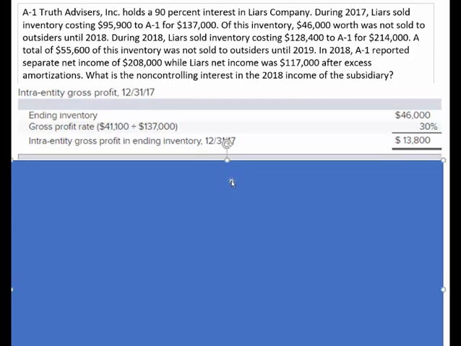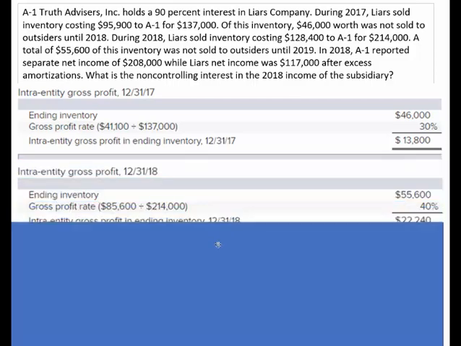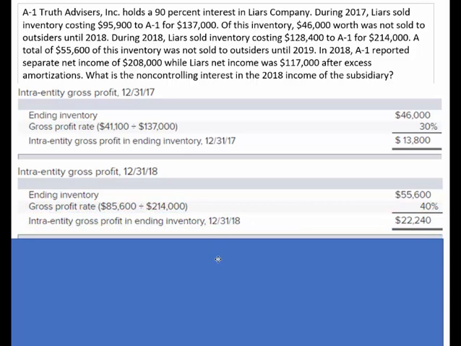All right, now we have to do the same calculation for 2018. And what do we get here? We have 55,600 that they gave us. This time the gross profit rate is 85.6 divided by 214. Now, let's come up with those numbers. There's the 214,000, and there's the cost of 128.4.